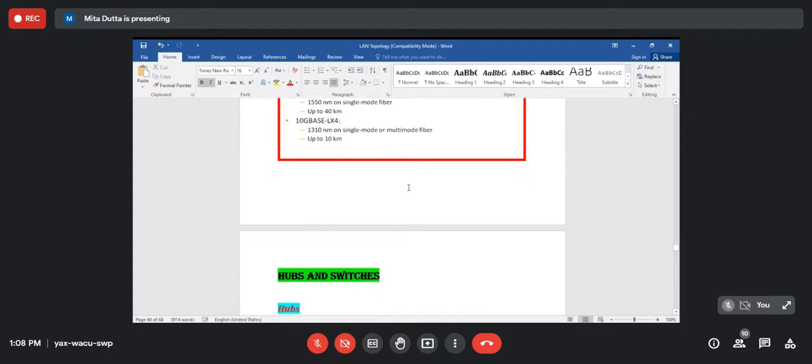And then hubs and switches. I have already told you what we mean by hubs, active hub and passive hub. And switches are nothing but intelligent hubs.